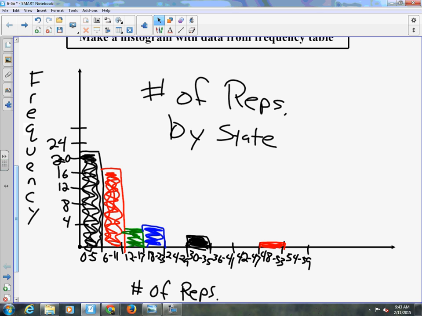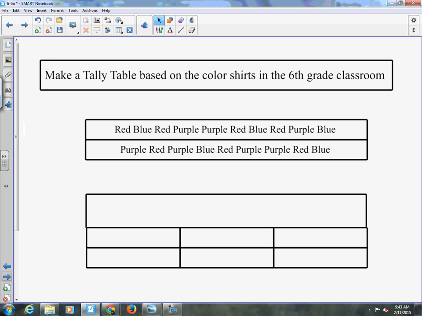On that quiz, you're going to have to make a frequency table. You're going to have to make a histogram. You're going to have to make what is called a tally table. And I'm going to show you how to do this. Make a tally table based on the color shirts in the 6th grade classroom.